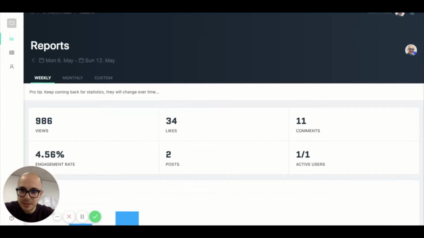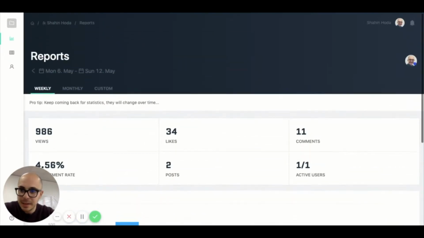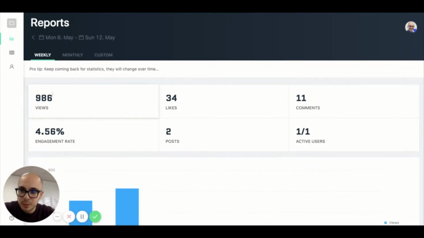So here's Shield in a nutshell. This is the main dashboard, and it gives me a little bit of insight about the number of views that my posts have got this week. So this is a weekly report. The likes, the comments, and the engagement rate. It's interesting to keep in mind it's 4.56% this week. I'll come back to this later on.